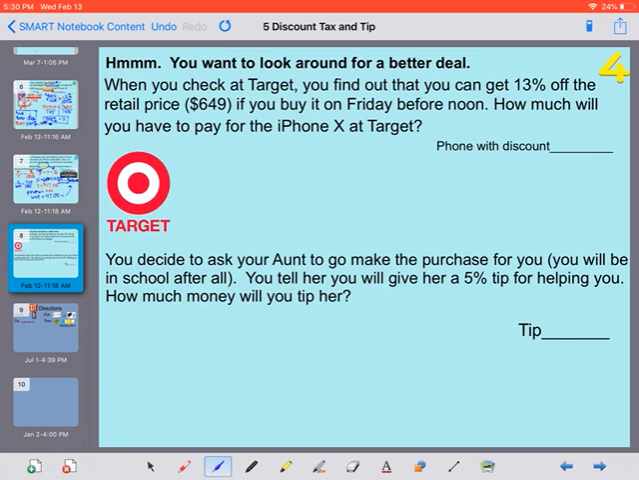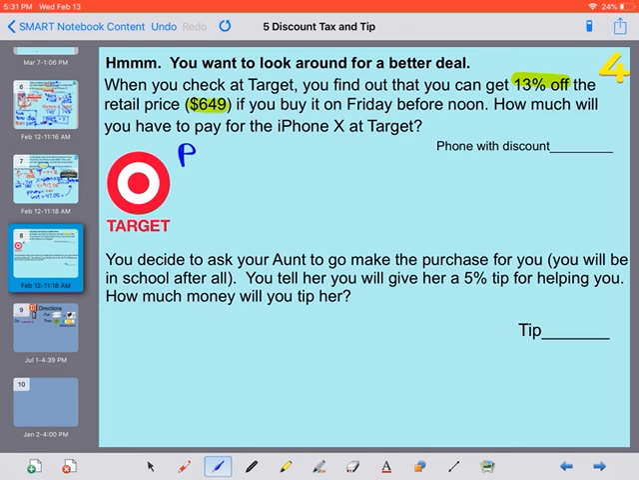But it says, you want to look around for a better deal. Not the greatest deal, almost $700 for a phone. When you check at Target, you find out that you can get 13% off of the retail price if you buy it on Friday before noon. How much will you have to pay for the iPhone X at Target? So you can either use your percent equation or your percent proportion. I'm going to use the percent equation.